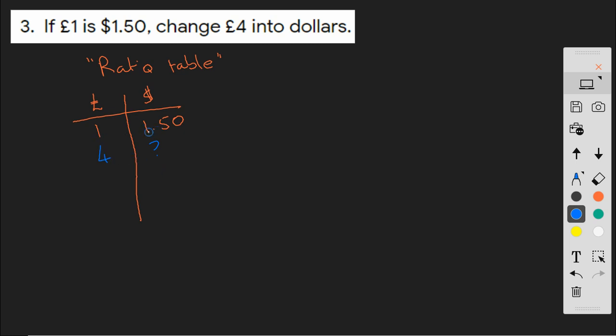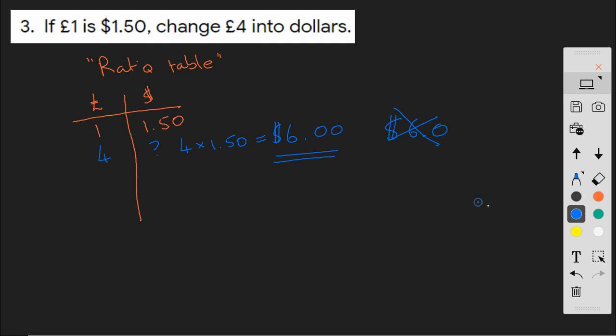We know that £1 is $1.50. So we are going to do 4 times 1.5, which is 6. Again, let's not forget our units. So these are dollars. And we can either write it as $6 or in currency format with 2 decimal places. What I wouldn't want to see here is currency with 1 decimal place.